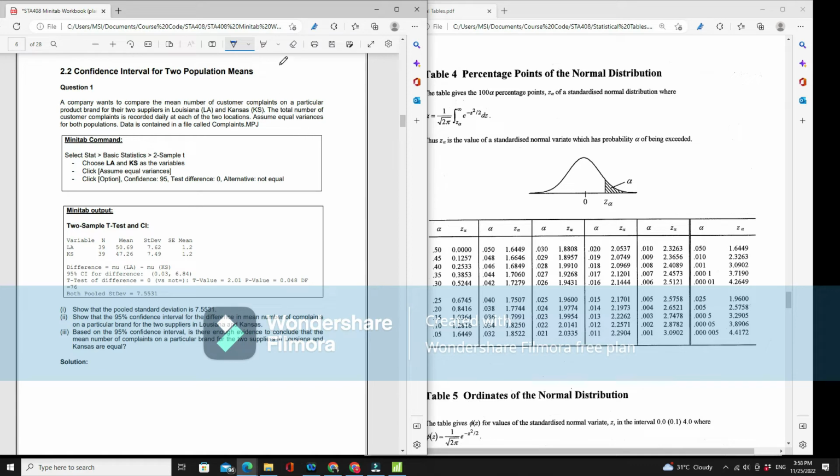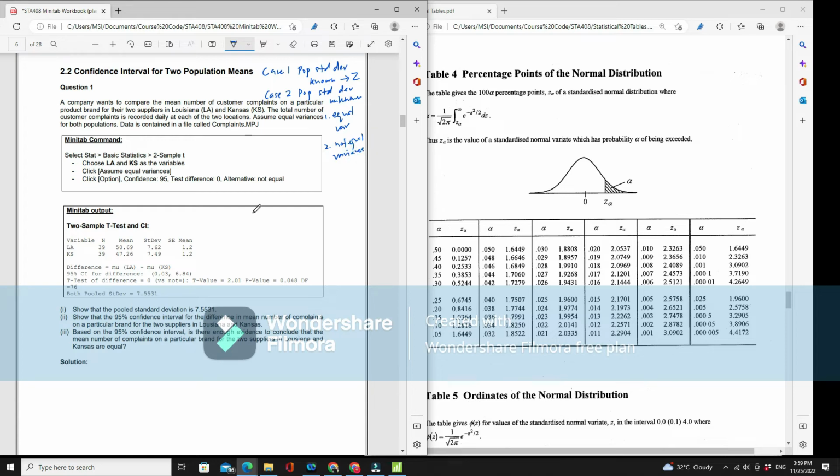As you know, there are two cases. Case 1, population standard deviation or variance known, so we use Z. Case 2, population standard deviation unknown. So there are two assumptions: the first is equal variance, and the other is not equal variance.